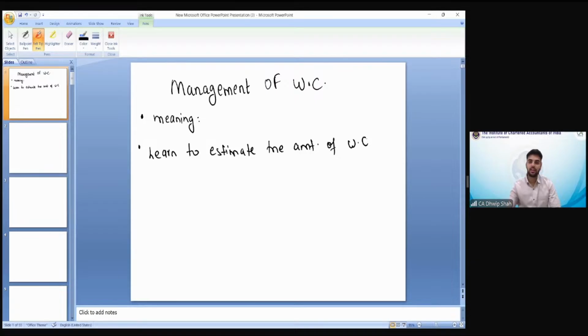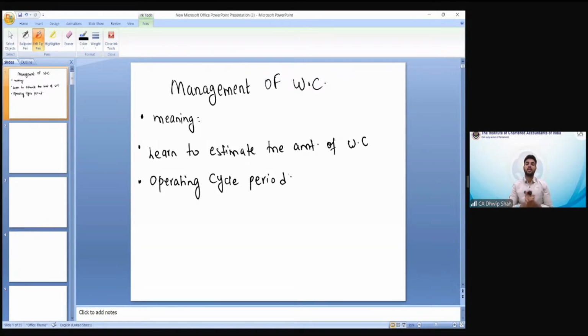You very well know that working capital is current assets less current liabilities. Let's say working capital, current assets less current liabilities, comes to 5 lakh. So how to estimate that 5 lakh? We will understand that. We will understand its significance. Okay? Second, there is a concept called operating cycle period. So we will learn this concept.